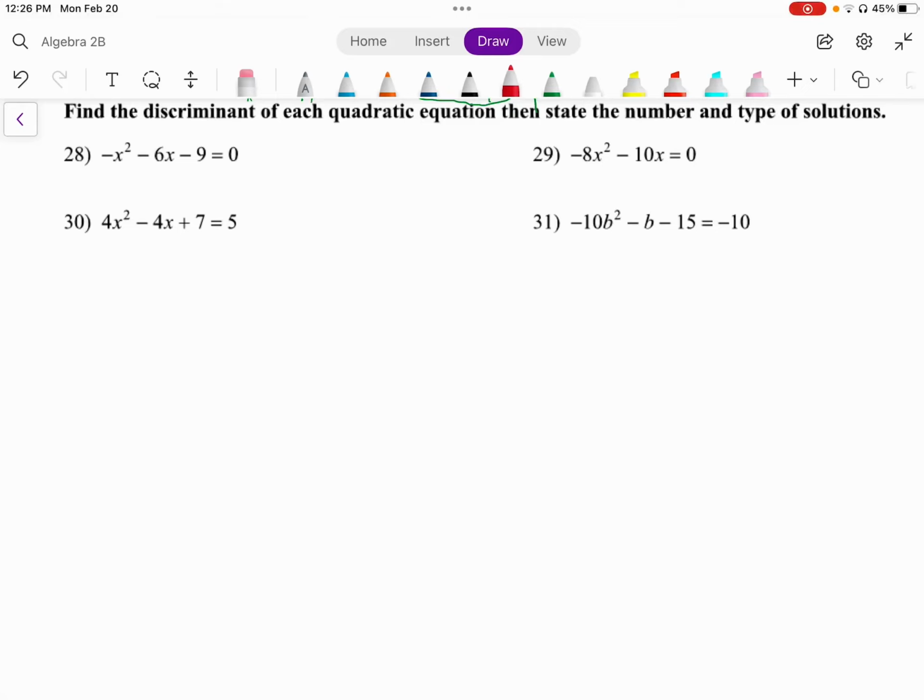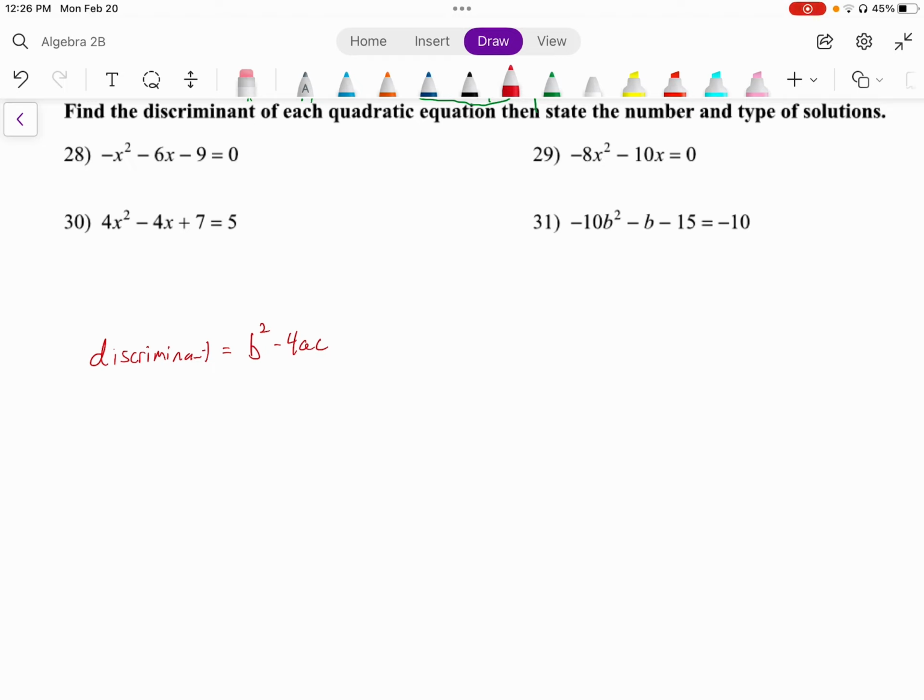The last few questions, the directions say find the discriminant of each quadratic equation, then state the number and types of solutions. Well, a quick review on that. The discriminant is actually just what's under the square root in the quadratic formula. So the discriminant is b squared minus 4ac when things are in standard quadratic form, ax squared plus bx plus c equals 0.